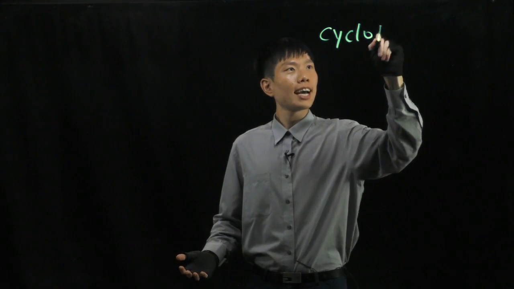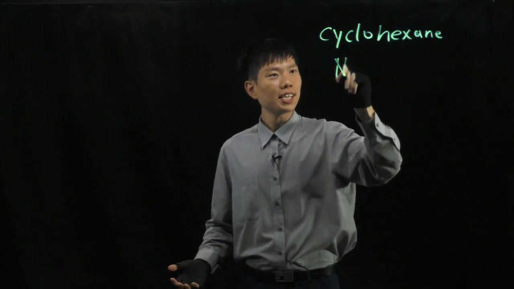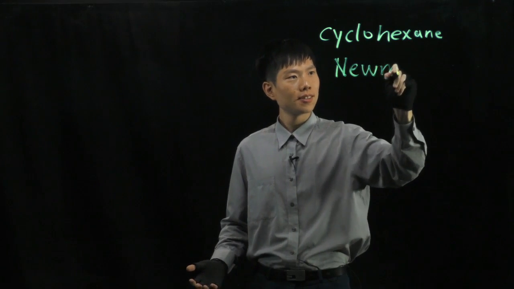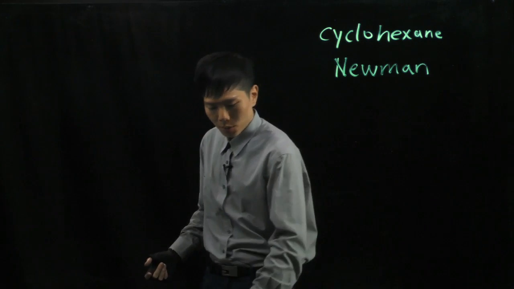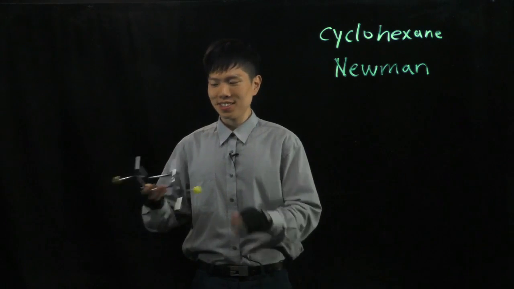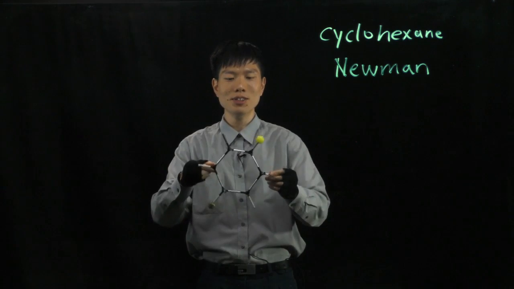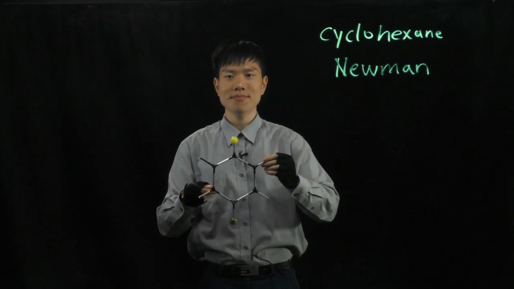Hi guys, today we'll be drawing cyclohexane using the Newman projection. Alright, for a Newman projection, we need to look through carbon-carbon bonds. So let's take a look at this molecule. Right in front here, this is a 3D molecular model of a cyclohexane.